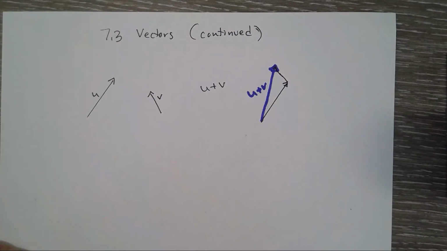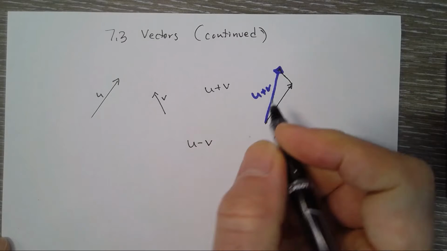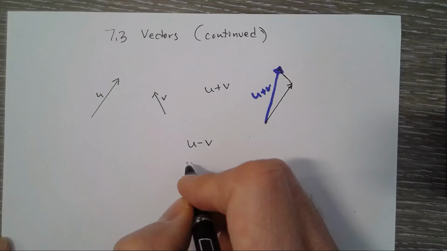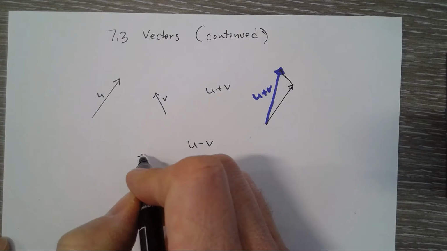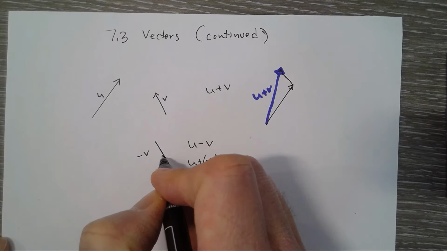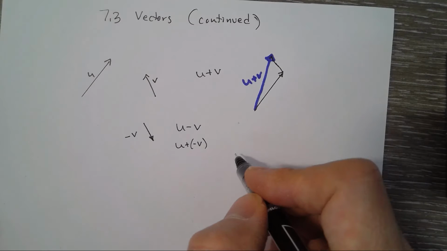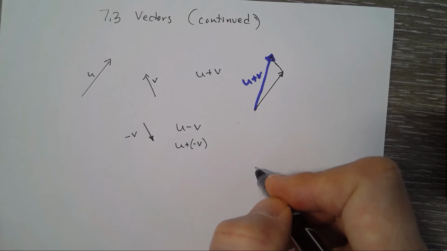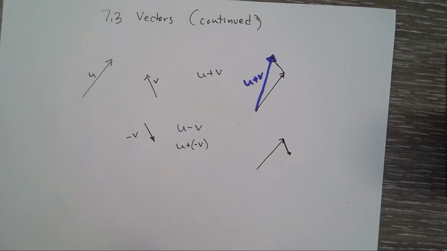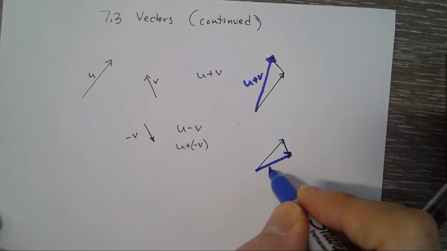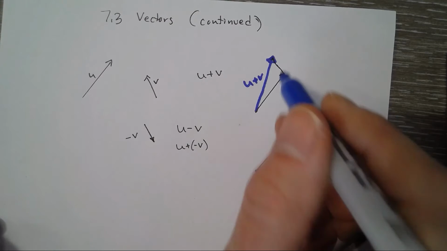If I wanted to do u minus v, well, that's the same as u plus negative v, and negative v looks like this. It's just the same magnitude, opposite direction. So I could do u and then negative v, and then this would be u minus v, or u plus negative v, because negative v is the opposite direction.